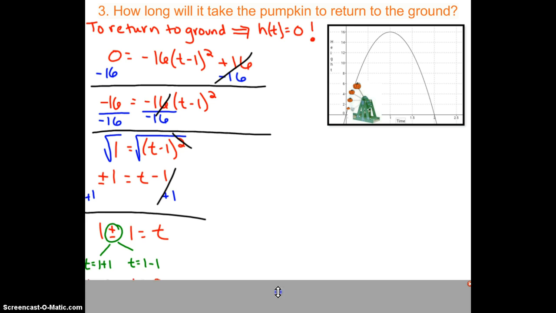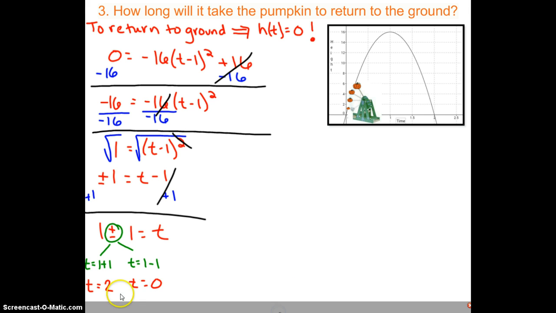So since I have just nice numbers, we've also talked about branching, and we need to do 1 plus 1, 1 minus 1, and we get 2 t values. Now obviously my pumpkin starts at time 0, so to answer the question when it will return, that value doesn't make sense because that's when it started. So after it travels and it lands, it's landing here at 2 seconds. But we should say t would equal 2 seconds.